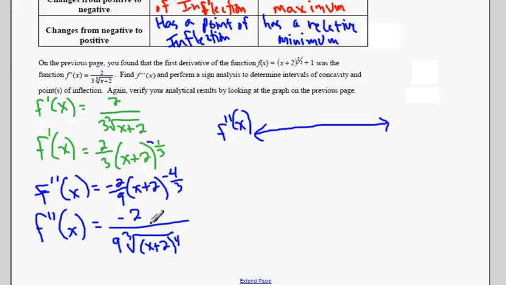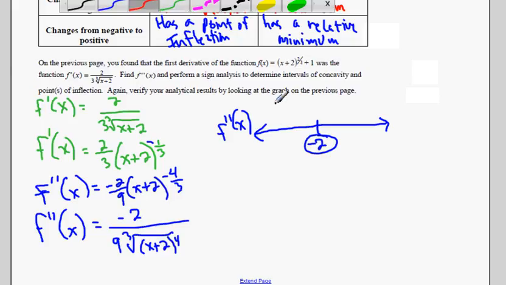And I'm going to find out, hey, what's going to make this 0? What's the critical value? Well, nothing's going to make it 0, because that's when the numerator is 0, but it's going to make it undefined when x equals negative 2.